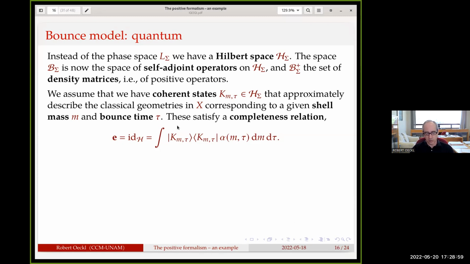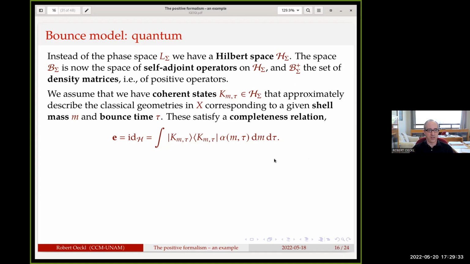It's crucial here that for this to make sense, we need a completeness relation. So an integral over the coherent states in this way will give us the identity in the Hilbert space. This is, I should say, something natural in many constructions of coherent states. For example, Perelomov coherent states would naturally satisfy a property like this.